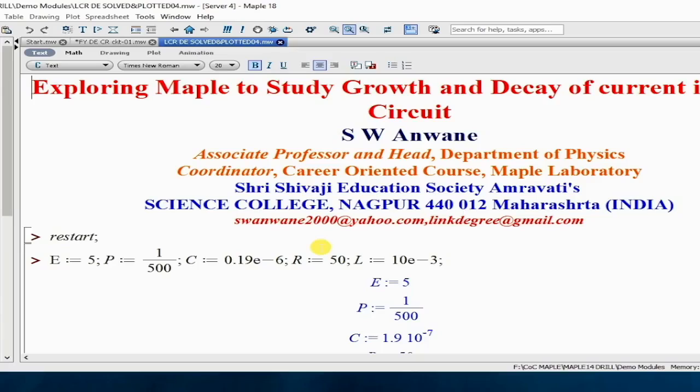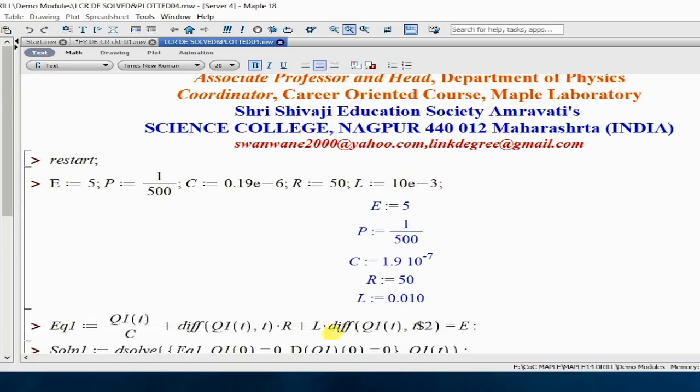And here I shall narrate a different way of handling this problem of growth and decay of current in an LCR circuit. Here we have E equal to 5, that is, the battery potential I have set to 5. P is some scaling parameter, I have selected 1 upon 500. Capacitance is 0.19 microfarad, resistance is 50 ohms, inductor is 10 to the power minus 3, that is 1 millihenry. So these are the values assigned.